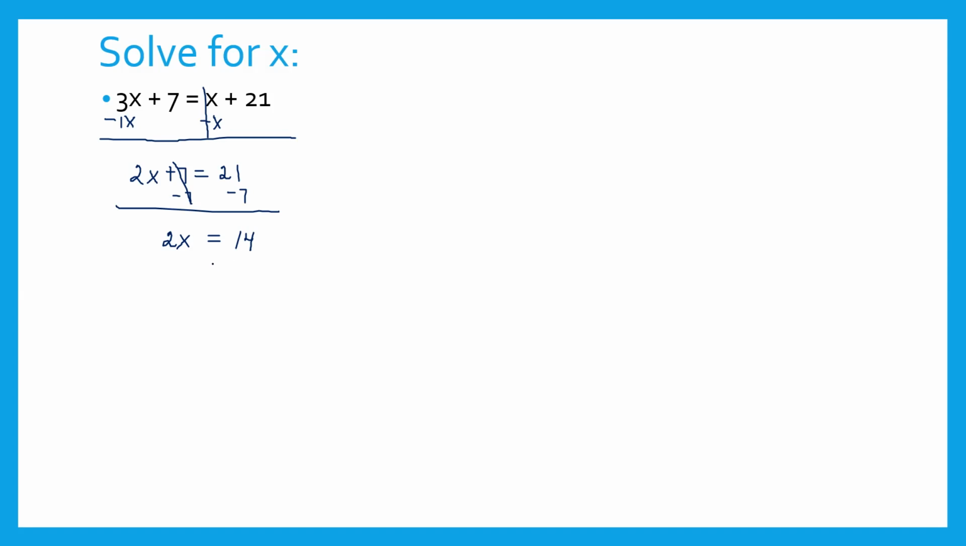Now, I have accomplished step 3 because my variable term, 2x, is on one side. My constant term of 14 is on the opposite side of the equal, and so I'm ready for the multiply or divide step. Since it is multiplication, I want to do the opposite, so I will divide by 2 on both sides. And this will give me x = 7. And so that's how I solved that equation.